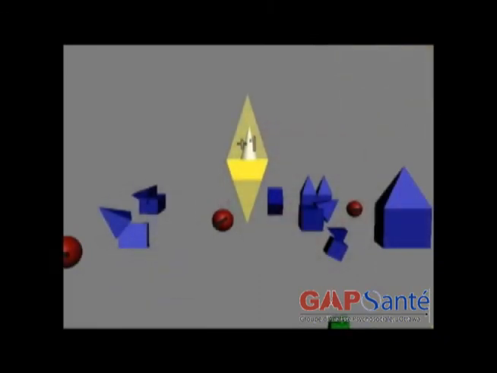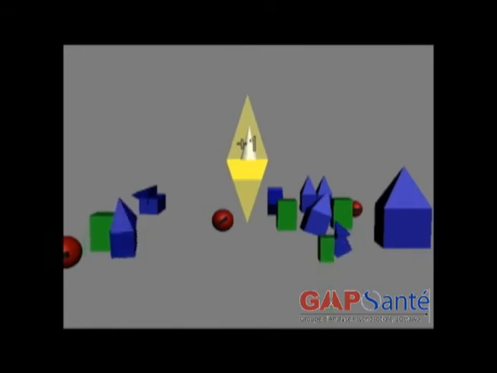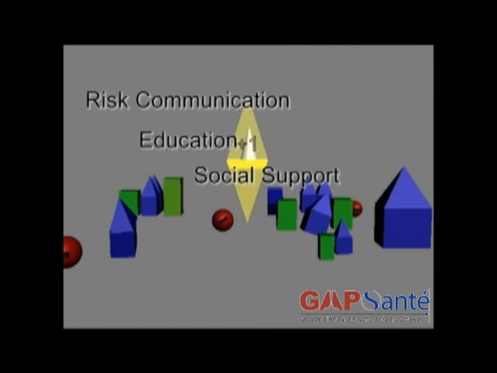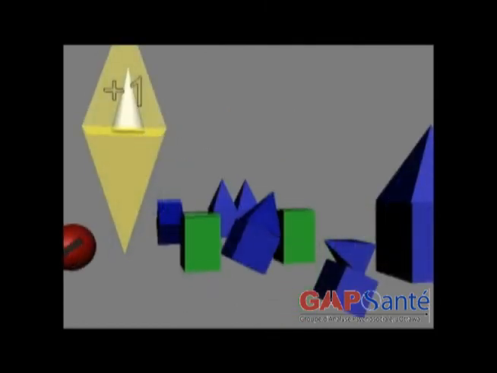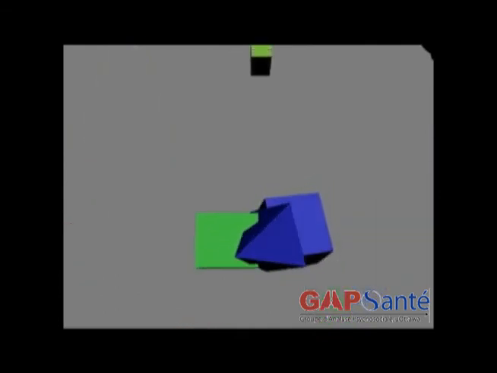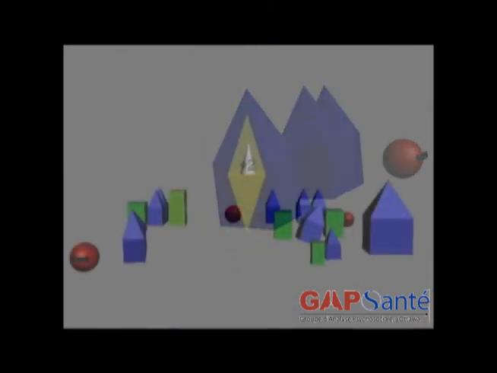Interventions, shown here as green rectangles, prevent negative outcomes, enhance coping, or minimize exposure to negative effects. Interventions include risk communication, education, social support, and professional counseling. Multiple interventions are sometimes needed to right a community. At times, one intervention can be enough to right many communities. If a community is resilient enough, it can right itself.